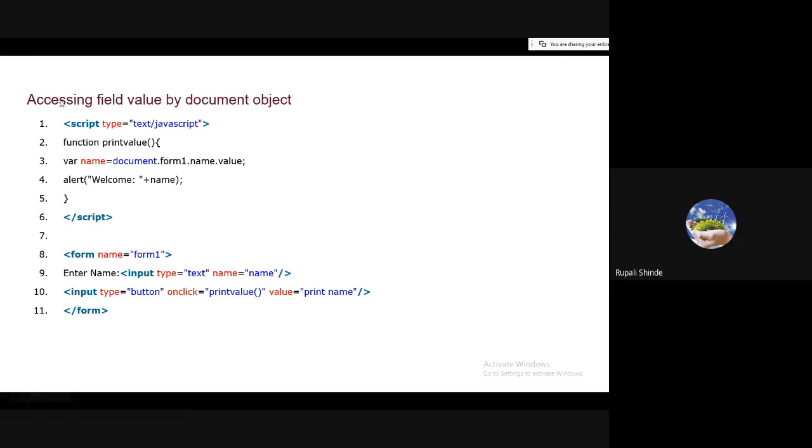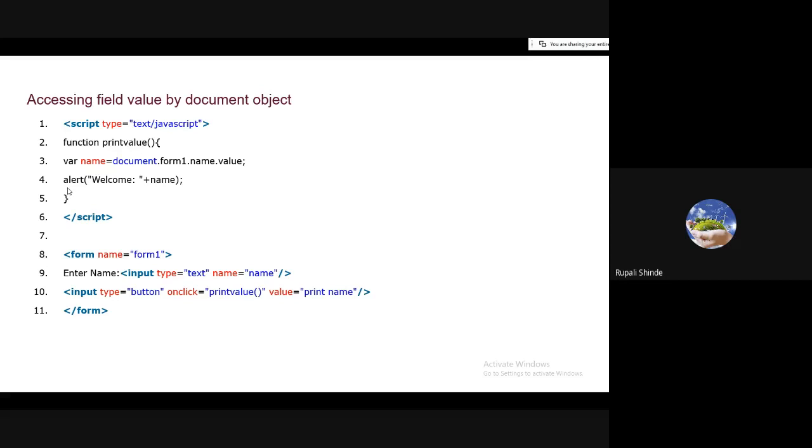Now here we have a script whose type is JavaScript. As usual, we are going to use JavaScript. Then function printValue. Now I want to print the value on the screen. So with the help of the document object, what I am going to access is document.form1.name.value. Here I want to access the value from form1, which has the name element, which has some value. Whatever value I insert is captured and stored into the name variable in the function.